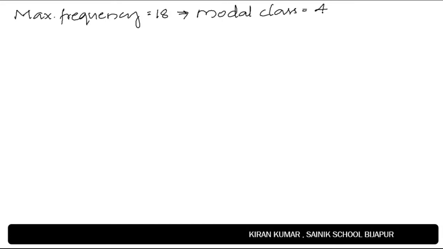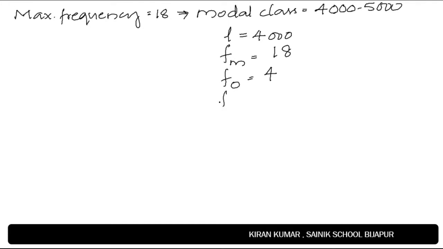Here the maximum frequency is 18. Therefore the modal class is 4000 to 5000. Therefore, the lower limit of the modal class is 4000 and the frequency of the modal class, let me call it fm, is 18. The frequency of the preceding class is 4. The frequency of the next class is 9 and the class size is 1000.